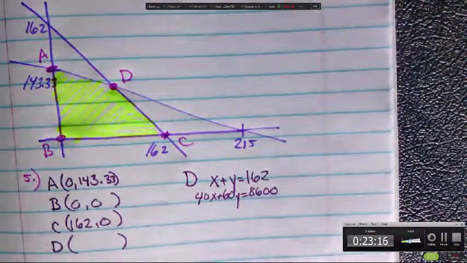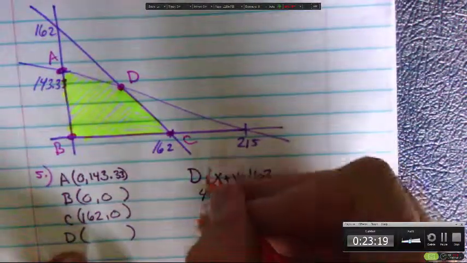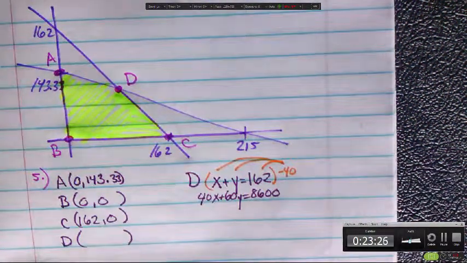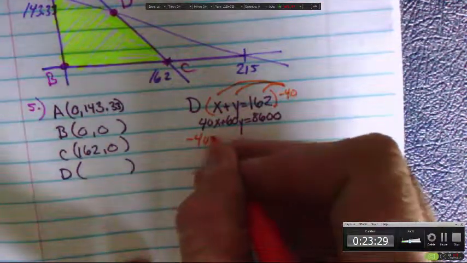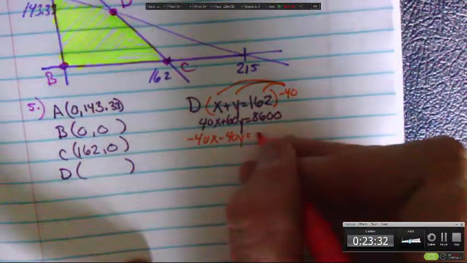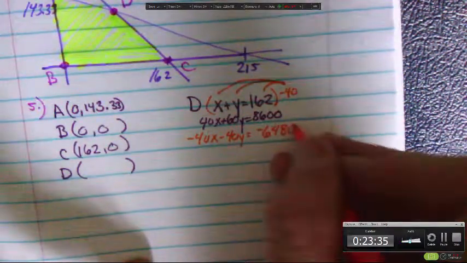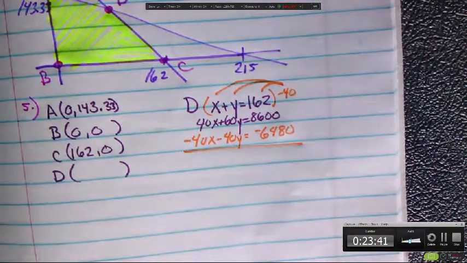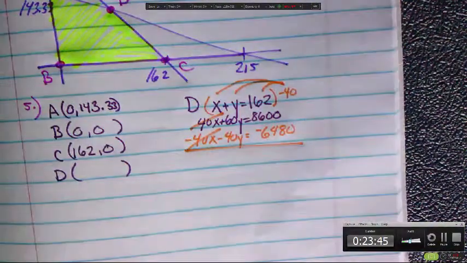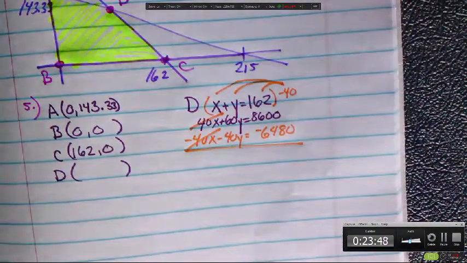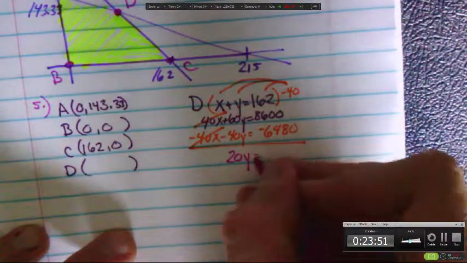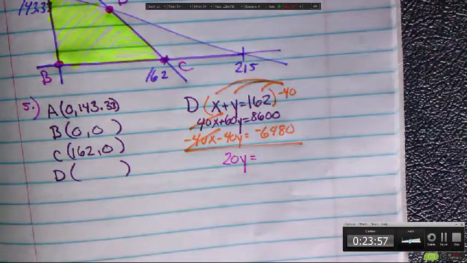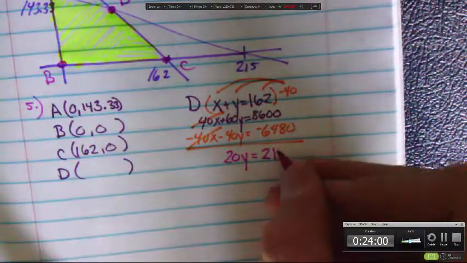Elimination is usually the best. I'd multiply the top one by -40. We get -40x, -40y, and I think this is -6,480. We only need to manipulate the first one. We don't have to manipulate the second one. 40 and -40 eliminate. 60 and -40 make 20. And then 8,600 and -6,480 is 2,120.